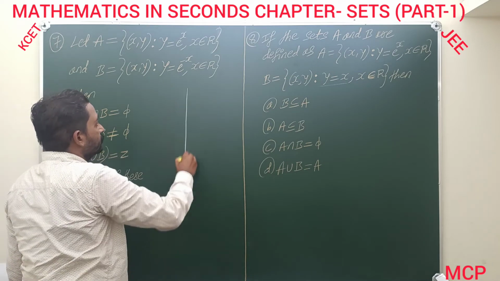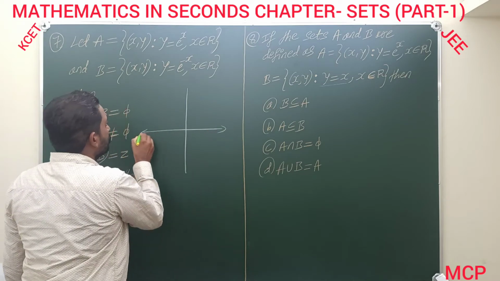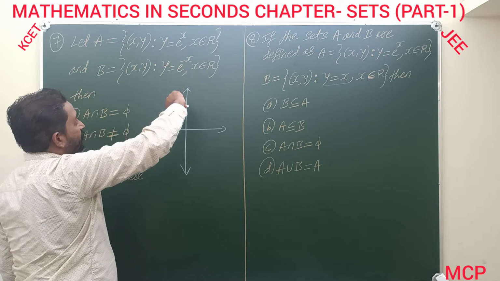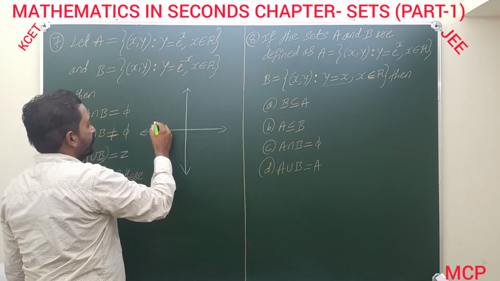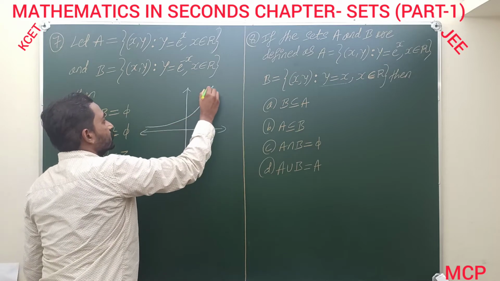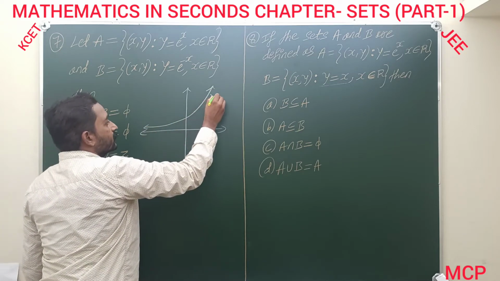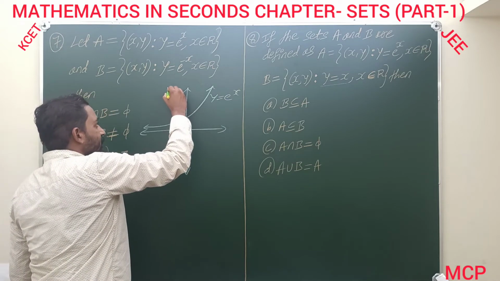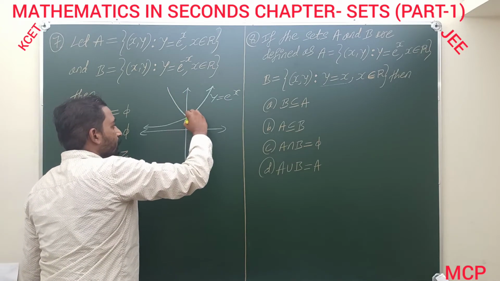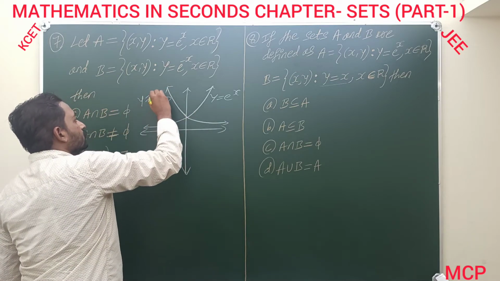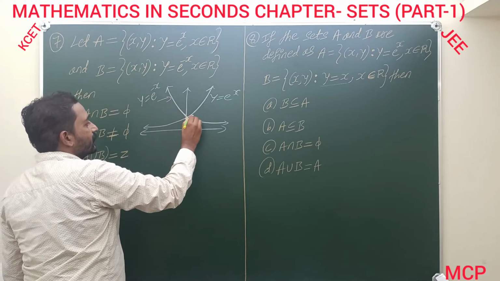So in this case, y is equal to e to the power of x. The graph of this function is of this type. So this is y equals e power x, and this is the graph of y equals e power minus x. Both intersect at the point (0, 1).